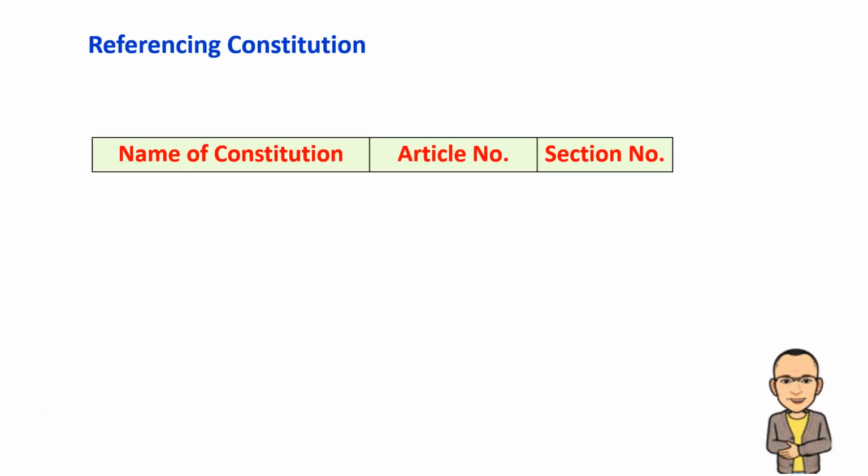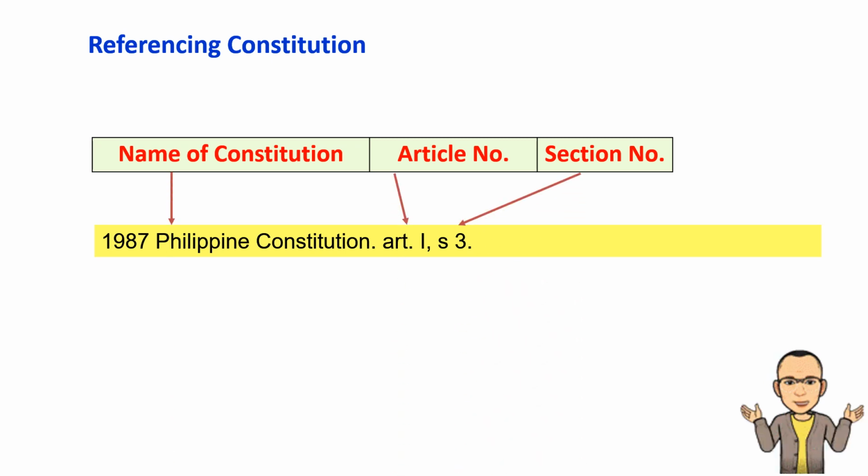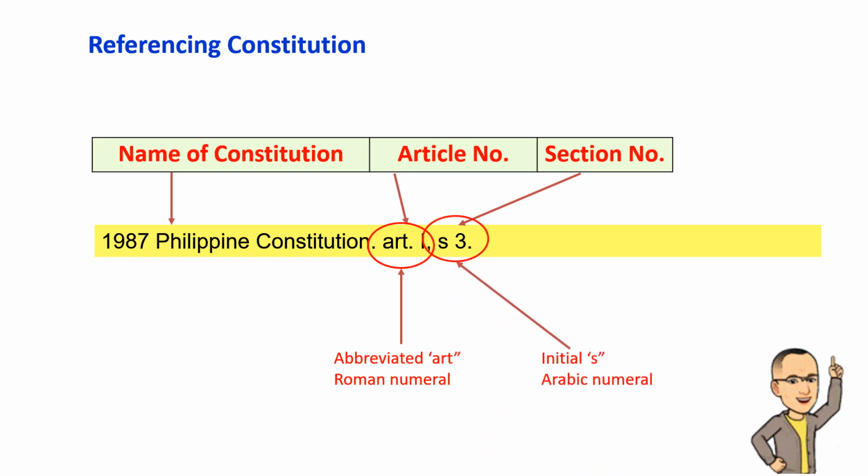Referencing constitution. This follows the pattern: name of constitution, article number, and section number. Note that article is abbreviated ART, written in lower cases, followed by the article number in a Roman numeral. For sections, use the abbreviation and Arabic numerals for the section number.